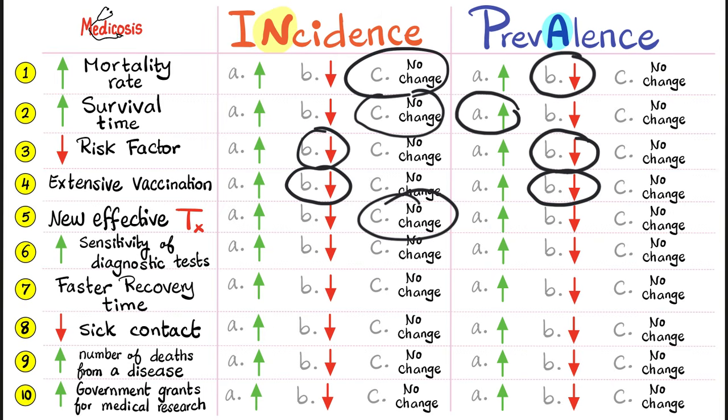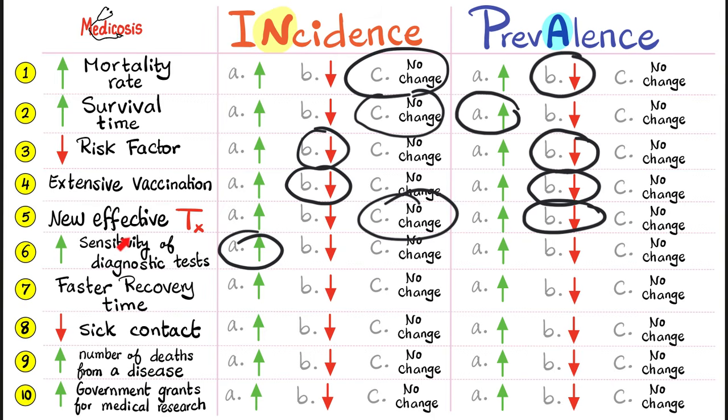As for the people who are already sick, they will recover, and when they recover, they are removed from the bathtub, and thus decreased prevalence. Next, we invented a new diagnostic lab test that is more sensitive than before. A more sensitive test by definition is going to catch more people.